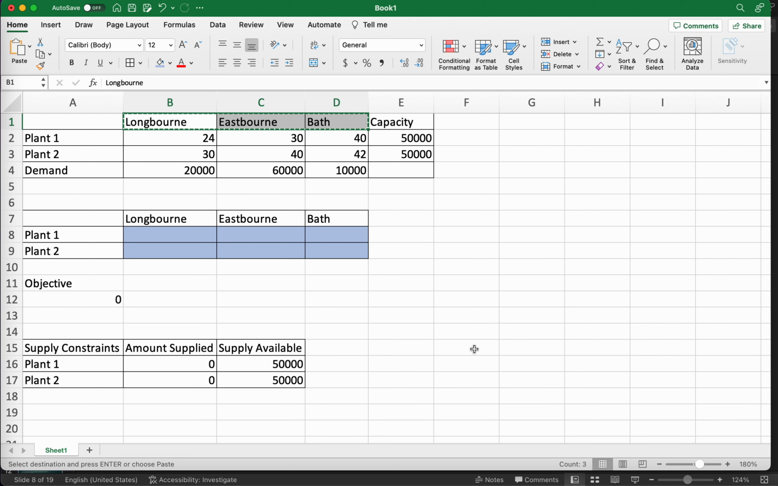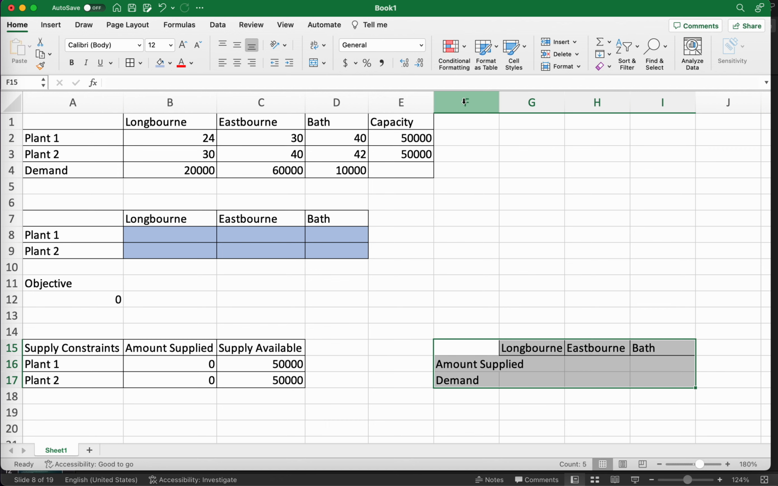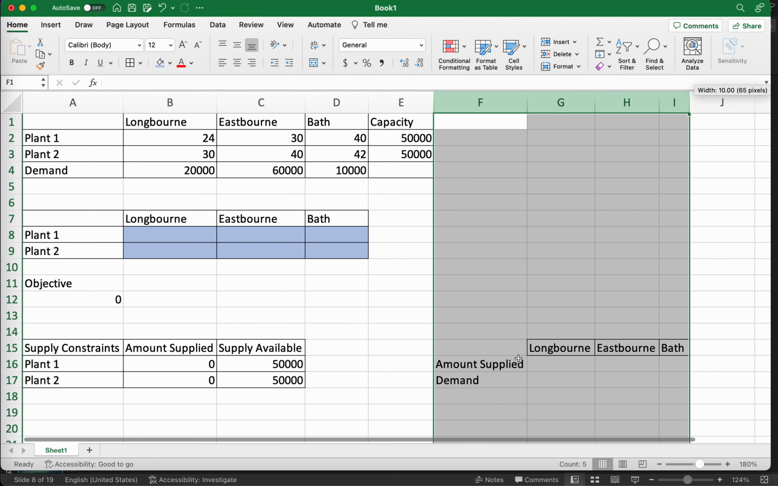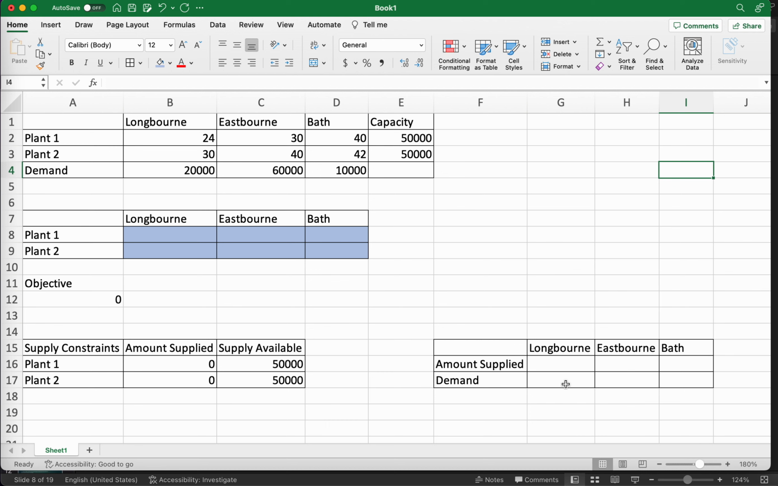Okay, now let's do the demand constraints. Supply constraints, I did them as rows. I'm going to do demand constraints as columns. This is the amount supplied and the demand. So the demand at Longbourn is 20,000, demand at Eastbourne is 60,000, and demand at Bath is 10,000. So we know those values, right?